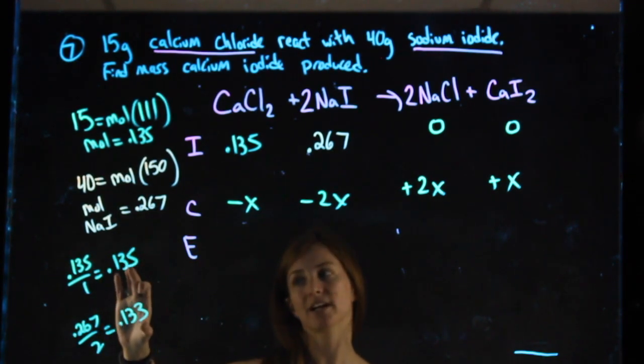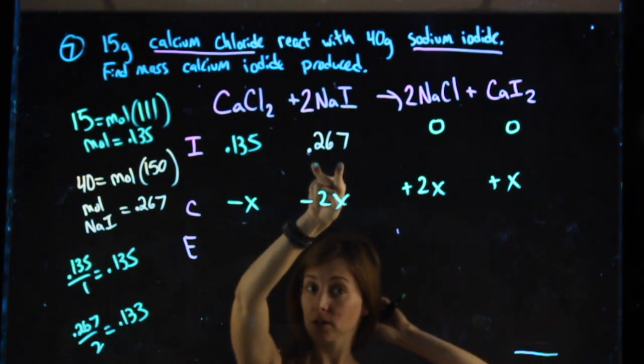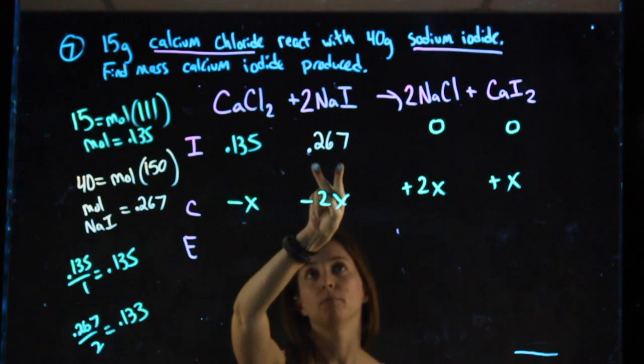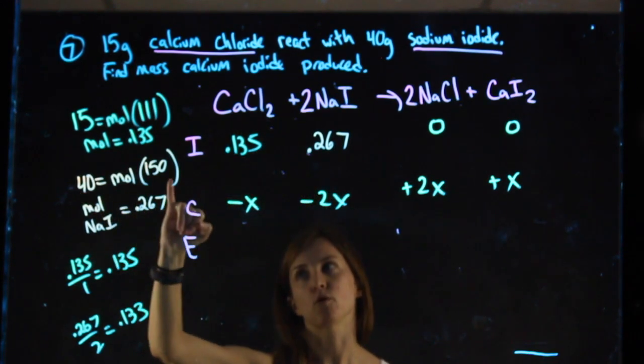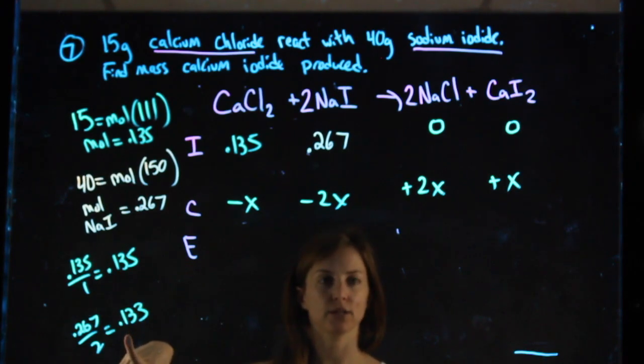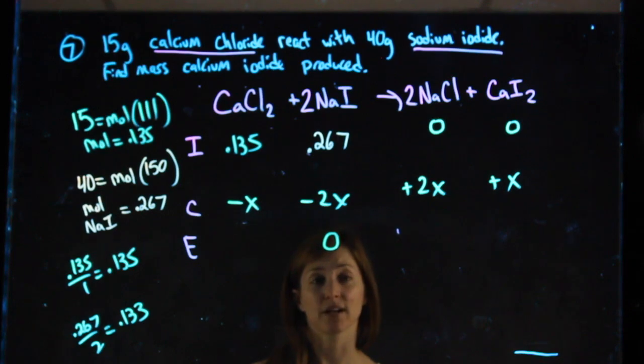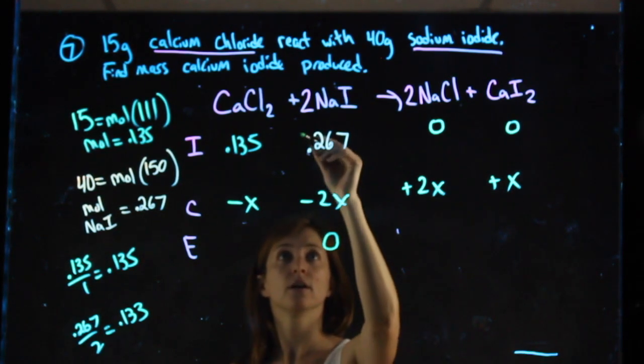Slightly smaller, so if you're getting the exact same numbers, maybe at least leave this to 3 decimals, or go back and do 40 divided by 150 in your calculator and use that whole number divided by 2. So this one's slightly smaller, which means it's my limiting reactant. It runs out, it goes to 0.